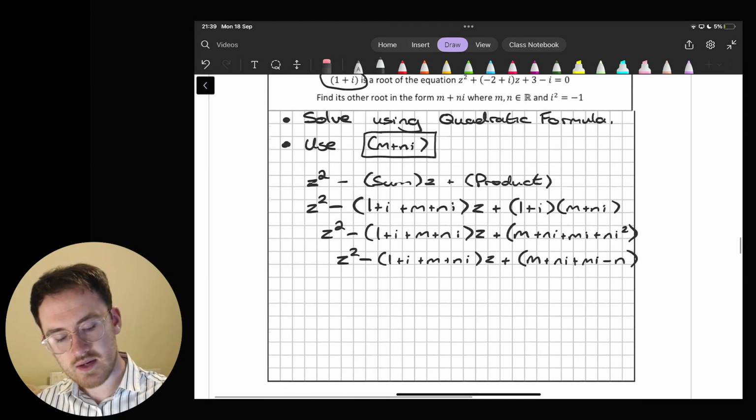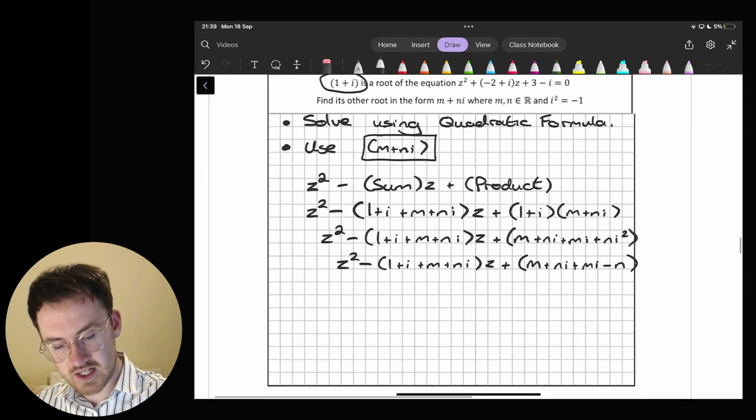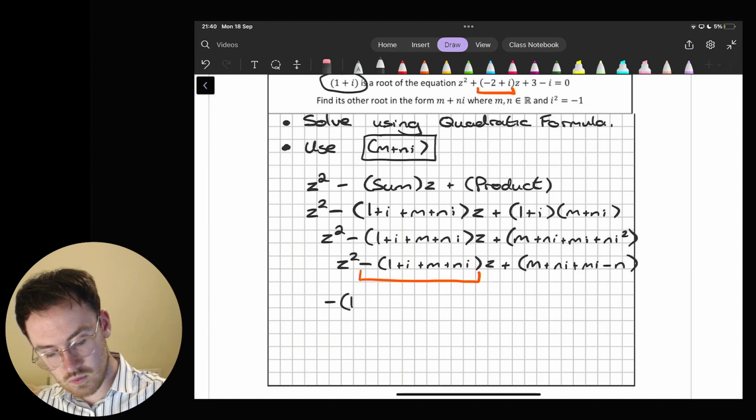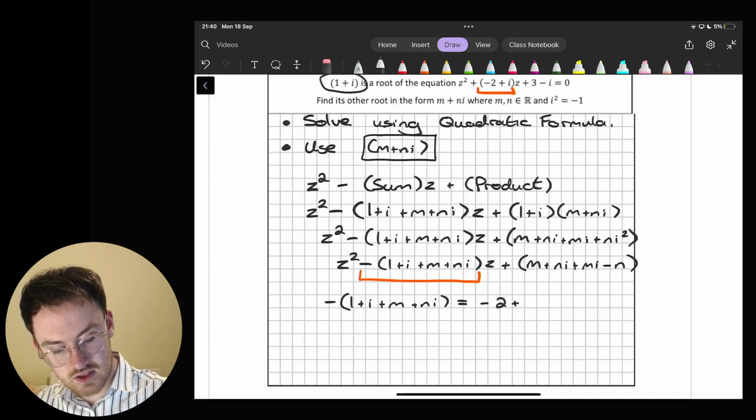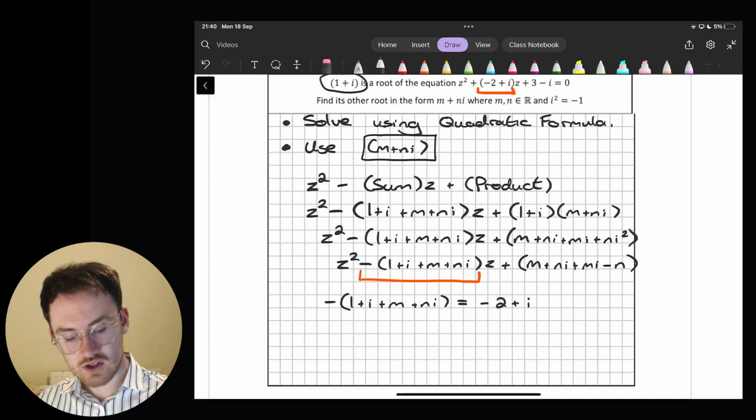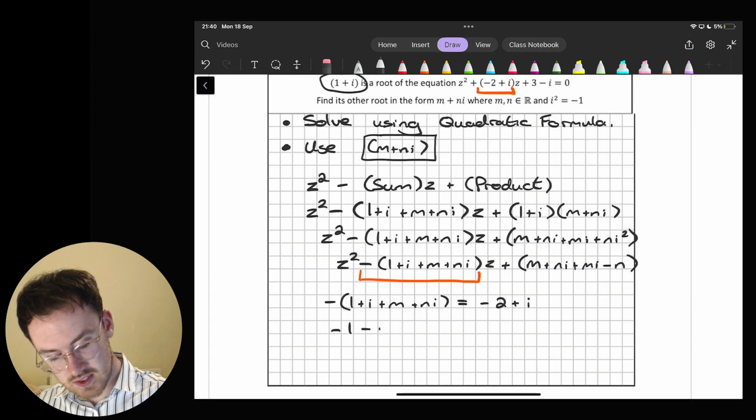Okay, so say we were to take this whole middle part. So what's in front of z here and what's in front of z here. We would say that minus 1 plus i plus m plus ni is equal to minus 2 plus i. Let's just multiply out this left-hand side. Minus 1 minus i minus m minus ni is minus 2 plus i.